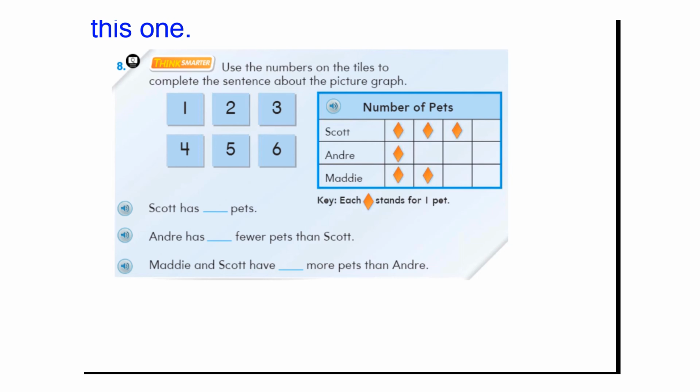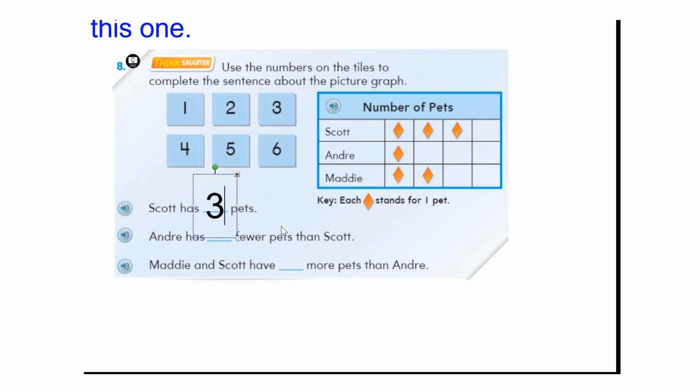Okay. So our last picture graph that we're going to take a peek at here is number of pets. It says use the number on the tiles to complete the sentence about the picture graph. It says Scott has how many pets? So look up here. Each diamond stands for 1 pet. We have Scott, Andre, and Maddie. The title is number of pets. Scott has 3. Okay, and I can't move that. I thought I could maybe move that 3. But I can't. Okay, so Scott has 3 pets.